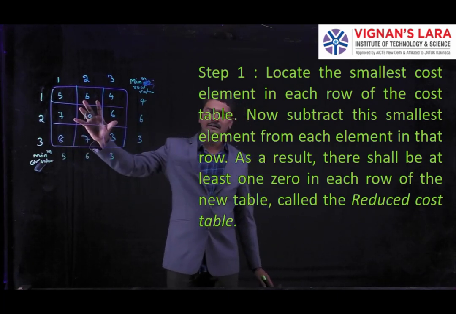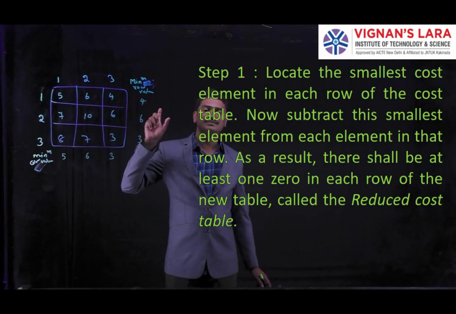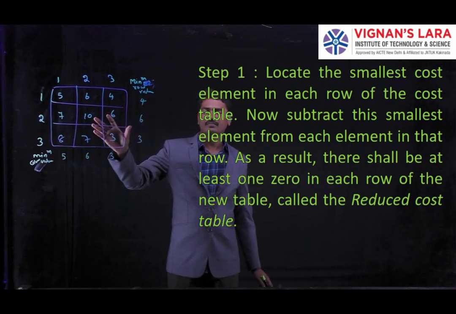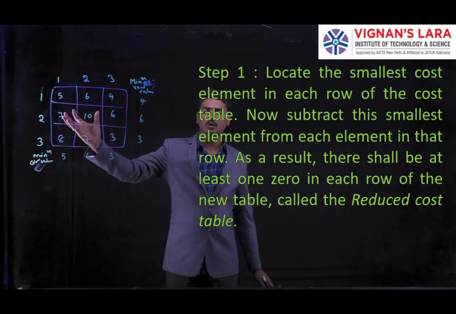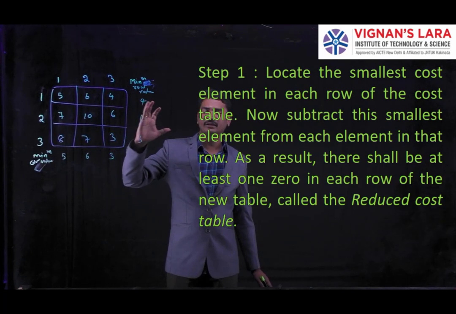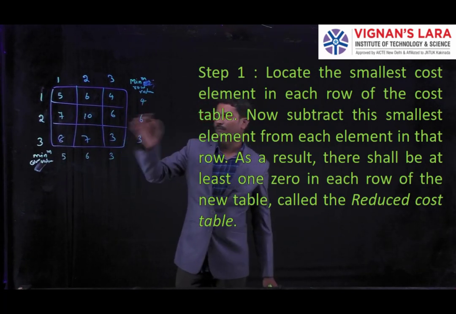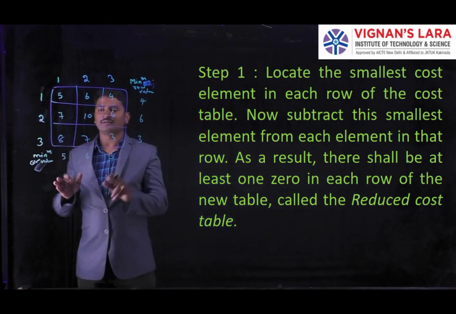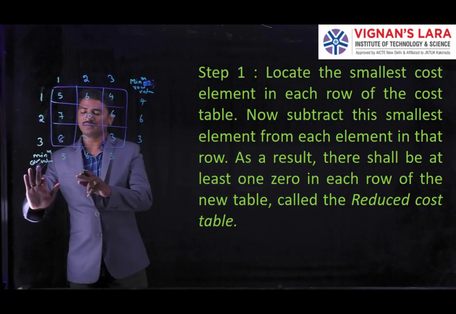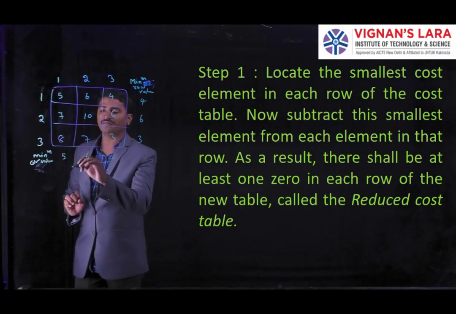Here these are the machining hours. What are we doing in step 1? Step 1 is to locate the smallest cost element in each row of the cost table. Now subtract this smallest element from each element in that row. As a result, there shall be at least one 0 in each row of the new table. Here first we identify the minimum row values, then we identify the minimum column values, and then we subtract the minimum value from that row and from that column.